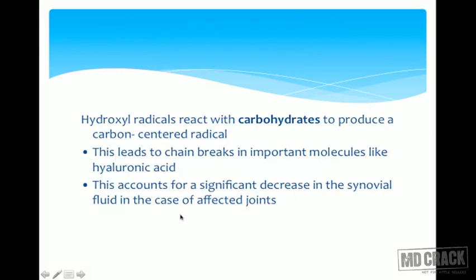Now let us look at the consequence of free radicals on carbohydrates. Hydroxyl radicals can react with carbohydrates. We saw how free radicals react with lipids, so let us look at the effect on carbohydrates. When they react with carbohydrates, they produce a carbon-centered radical, and this leads to chain breaks in very big molecules like hyaluronic acid. So it results in a significant decrease in the synovial fluid, especially in affected joints, and it is implicated in arthritis.